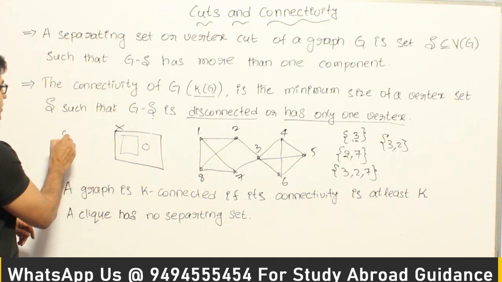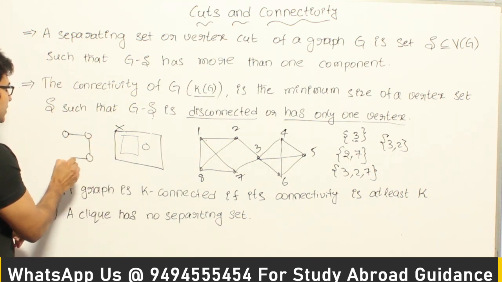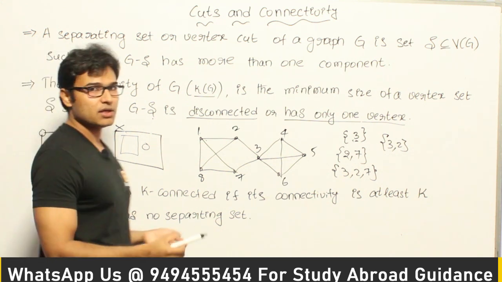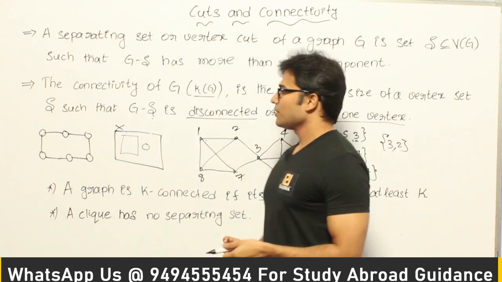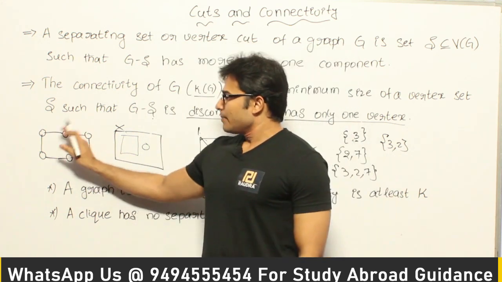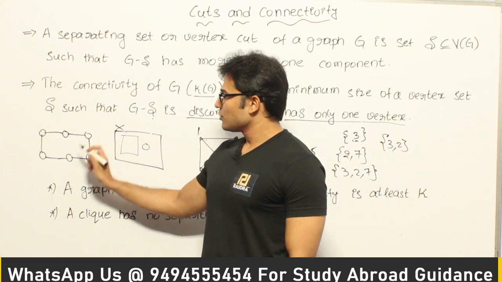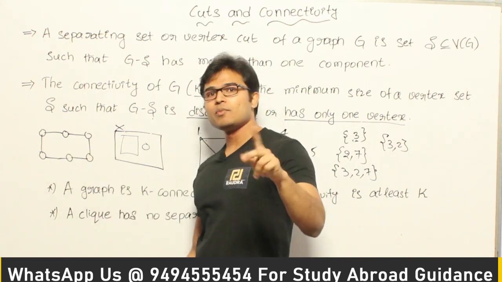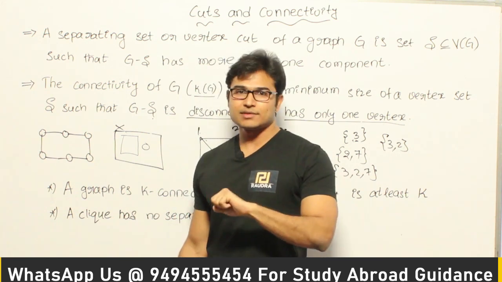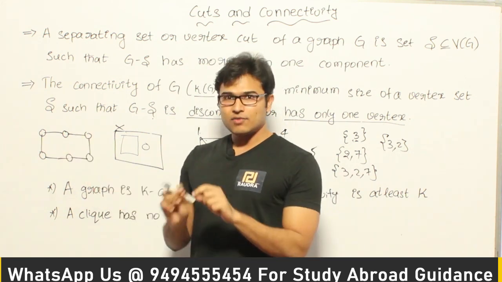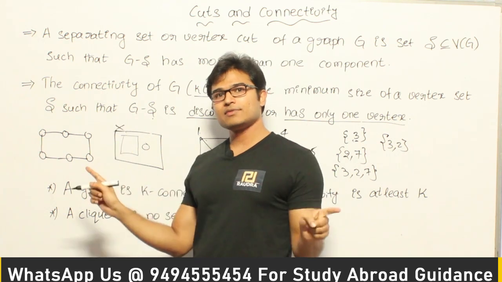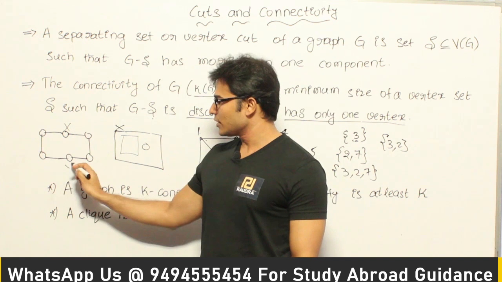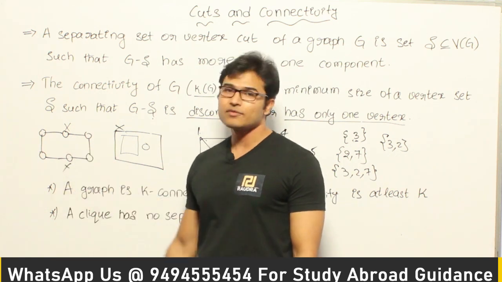Now, if you want to see one more example, let us say we have this graph. What is the connectivity of this graph? If you observe this, in order to make it disconnected, I have to remove at least 2 vertices, because it is completely a cycle. In a cycle, there will be 2 paths between any pair of vertices. Even if you delete one vertex, one path will be gone, but all the vertices will be connected by some other path. That is why you are supposed to delete at least 2 vertices. Therefore, the connectivity of this graph is 2.